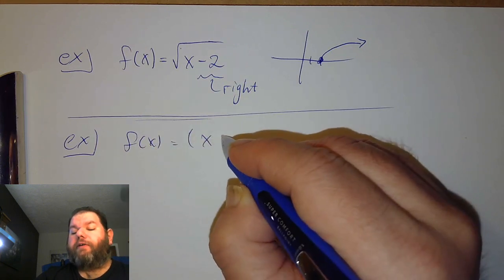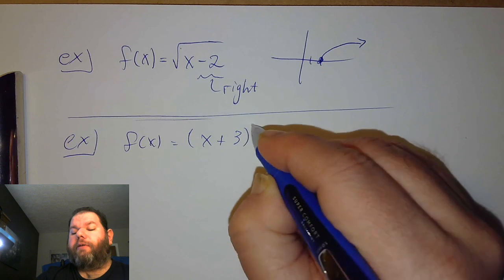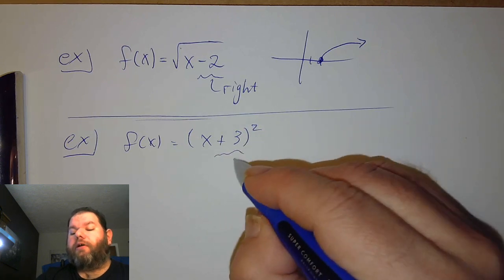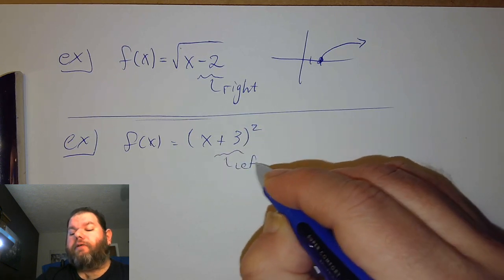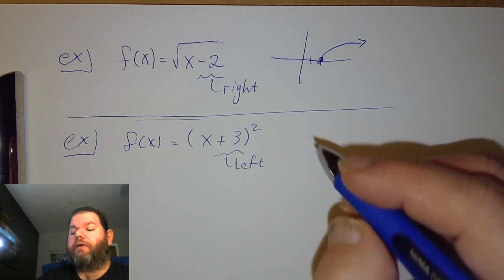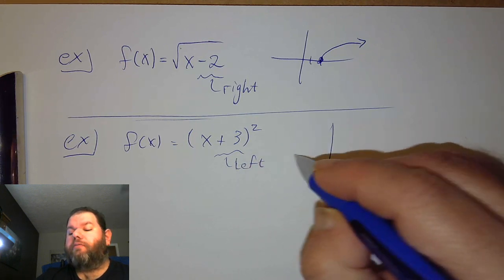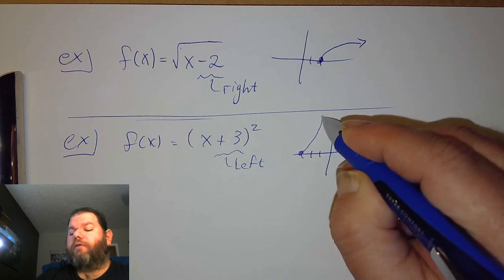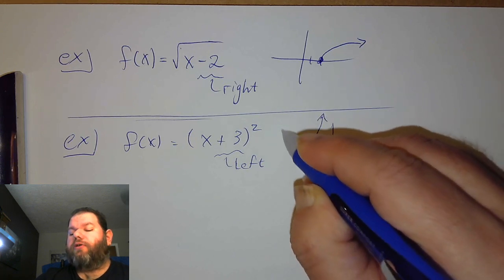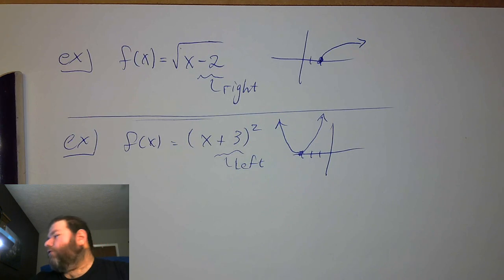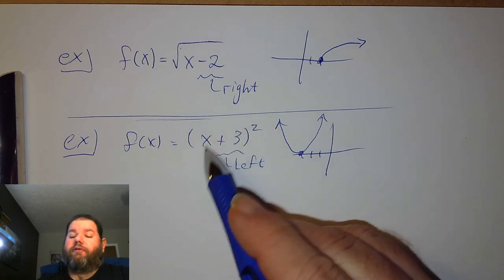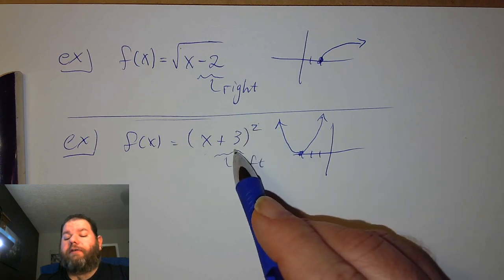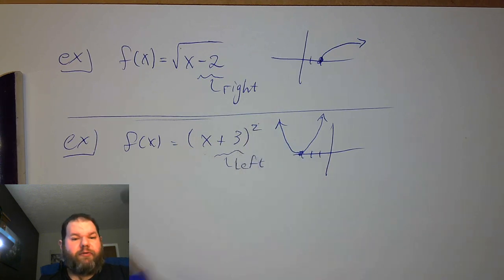If we have x plus 3 parentheses squared, that is left by 3. So 1, 2, 3 left, and then we draw from this new location just our basic parabola graph. Because the function is still x squared, we just have this extra number in here which tells us we're moving one way or another. In this case, it's to the left.